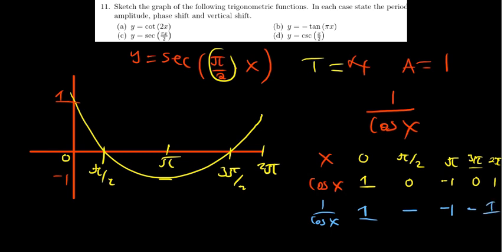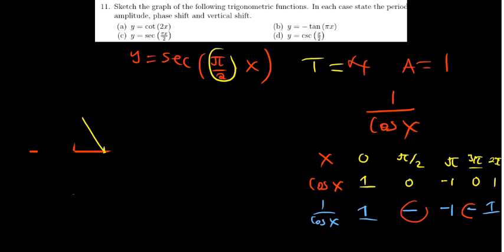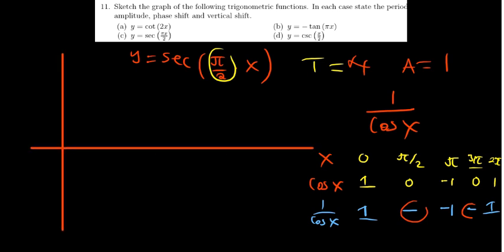So the parts where it is undefined, those are going to be the asymptotes for the graph. So we can clearly see where the asymptotes are, where the graph of cosine itself cuts 0. Okay, so what are those points on the graph? Bear with me, the asymptotes, I'll make them broken lines or dotted lines. You can actually do that.